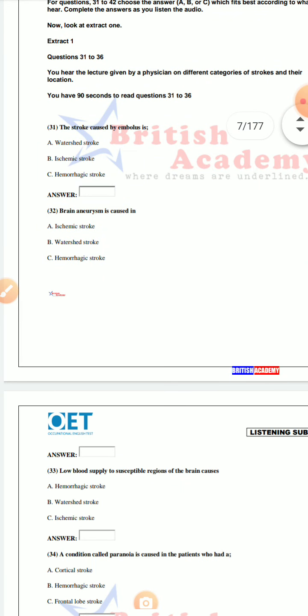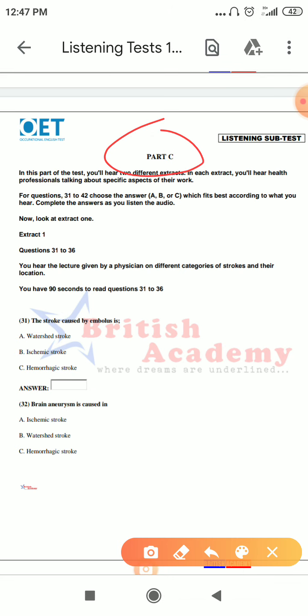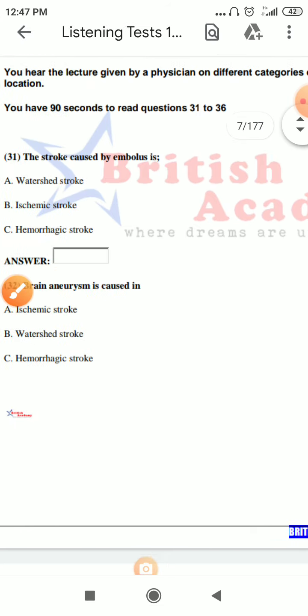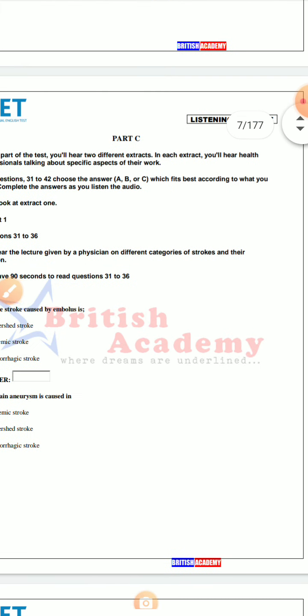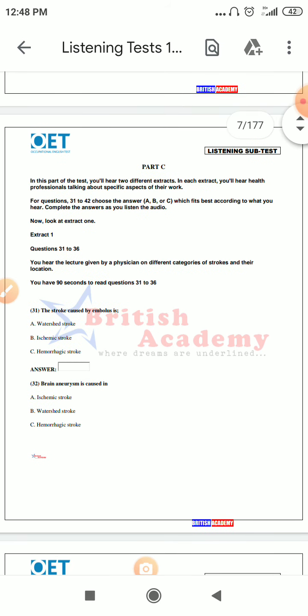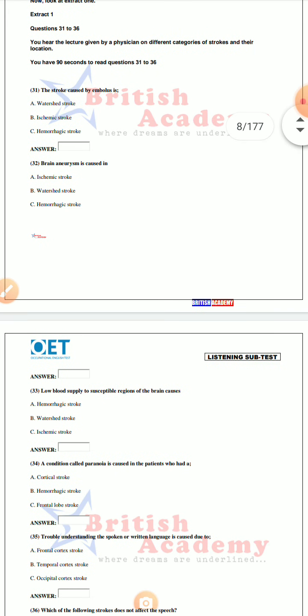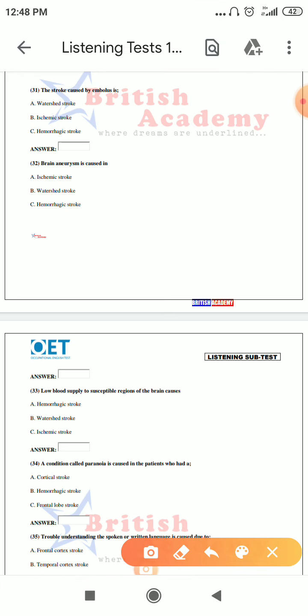In the session of 31 onwards, you can have a look at part C. In part C it is different. We will hear an extract carefully. In this part of the test you will hear two different extracts. In each extract you will hear a health professional talk about a specific aspect of his work. Someone is talking about stroke or embolism, like all head related problems. So they will talk about many of the brain conditions, stroke, everything. A specific topic they will talk about.